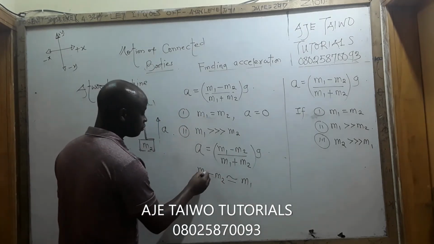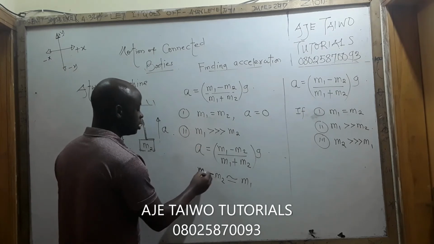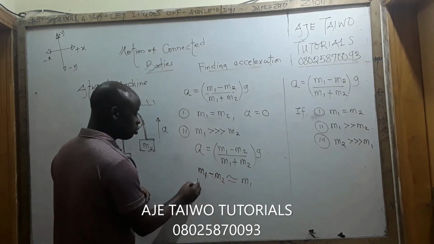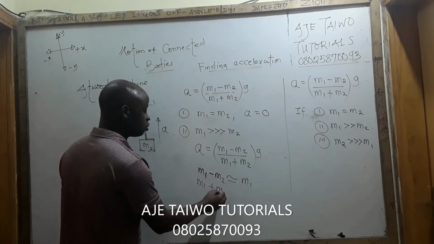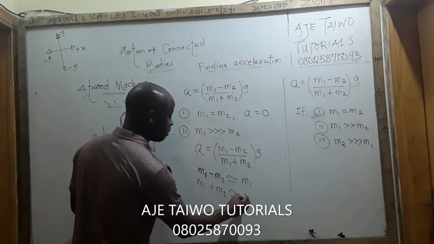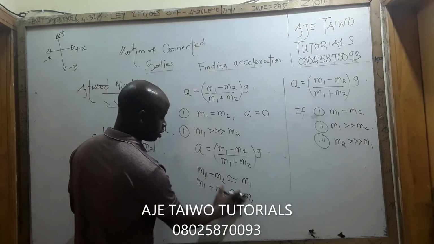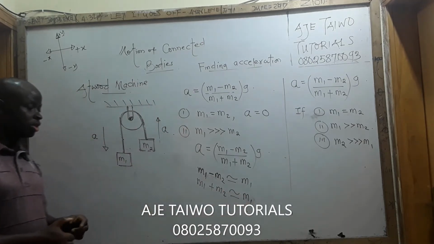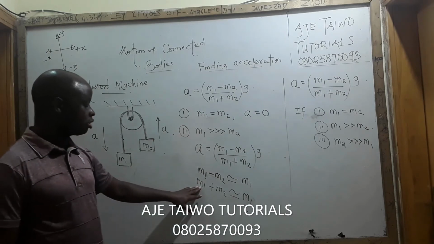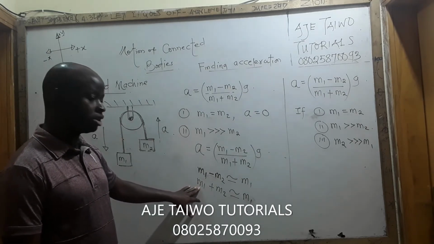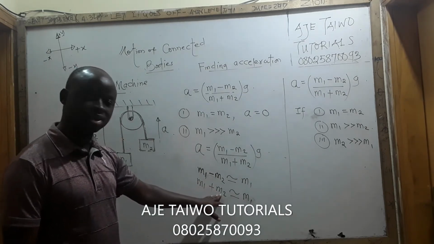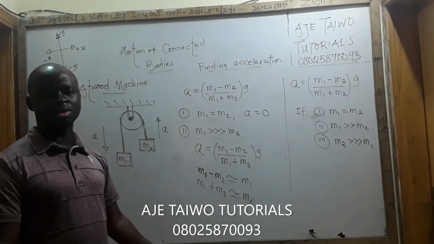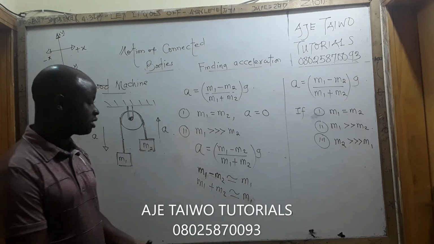So when you have m1 far greater than m2, then m1 minus m2 is approximately m1. Also, m1 plus m2 is approximately m1. Just watch it yourself: 100 million naira plus 1,000 naira gives 100 million naira. No difference. So it's m1.